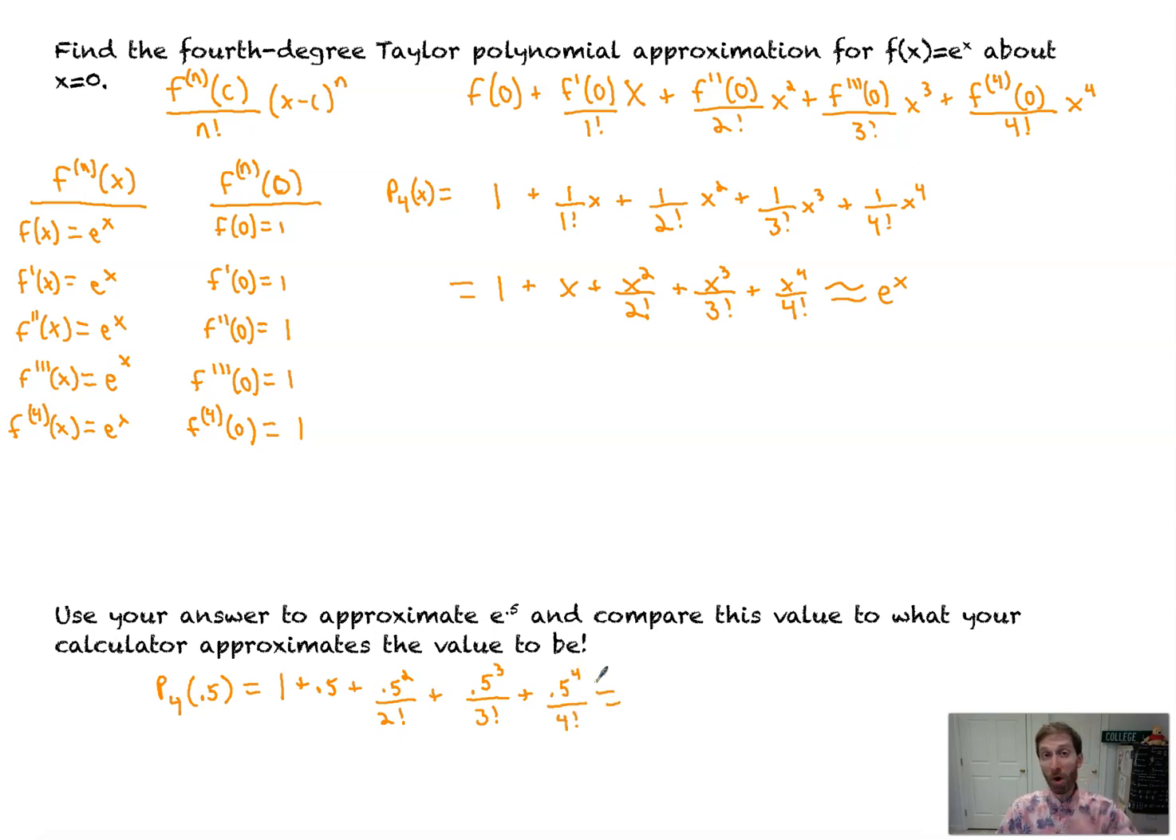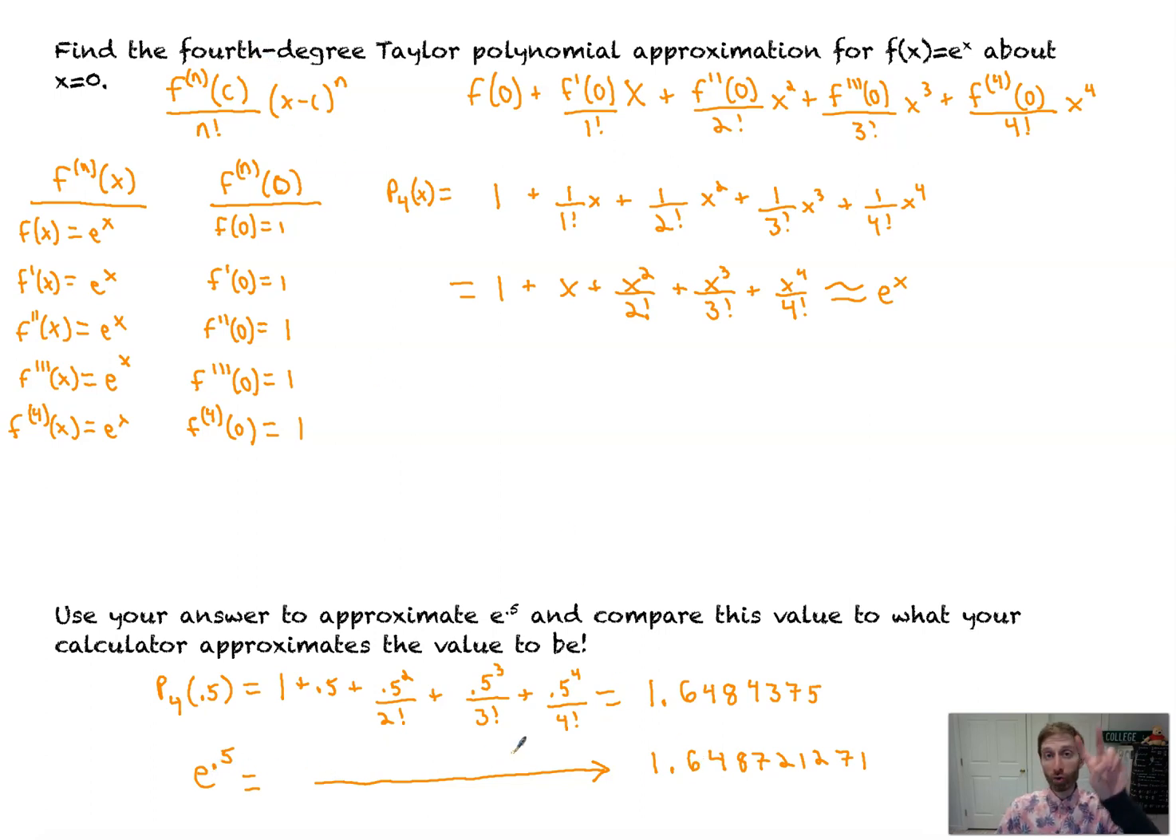I'll be back with you in a moment with both what the calculator says e to the 0.5 is, as well as what our polynomial says. Let's check it out in a second. And through the power of video editing, not so great video editing, we have 1.648437 for our polynomial approximation out to the fourth order, or fourth degree.